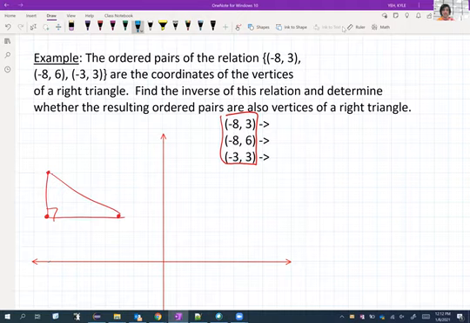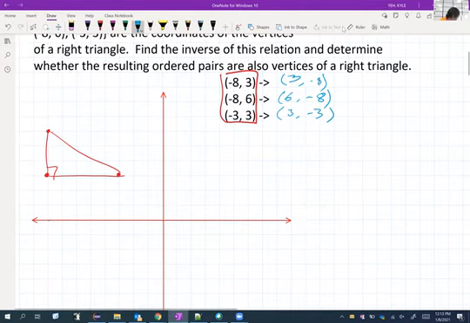So now let's talk about its inverse. What is the inverse relation here? Based on what we saw above, (-8, 3) in the inverse would become (3, -8). We just flip those two coordinates. The signs stay the same, but x becomes y and y becomes x. (-8, 6) becomes (6, -8), and (-3, 3) becomes (3, -3). So this is how we can find the points of the inverse of a discrete relation, if it's just points.